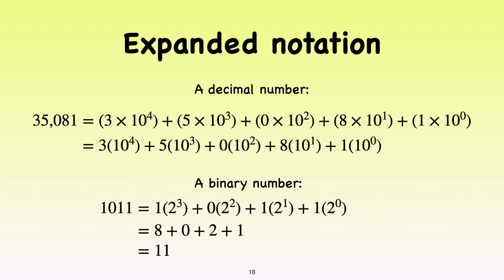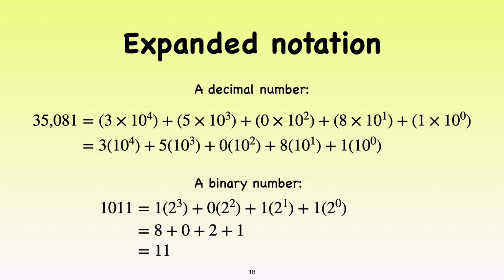This seems unrelated, but hang in there with me. Here is a decimal number written in expanded notation. You can see the powers of 10, and the coefficients on those powers is easier to see in the second row. 30,000 is 3 times 10 to the fourth power.